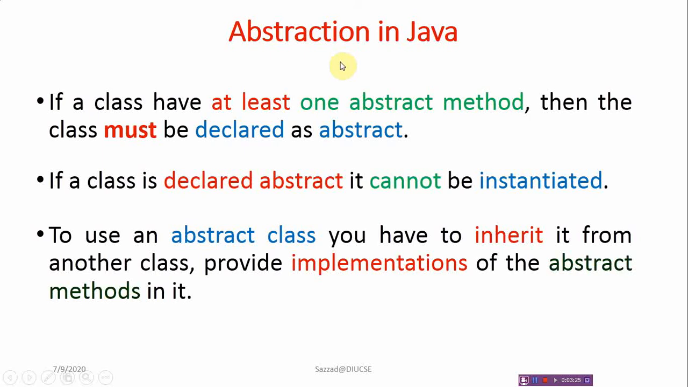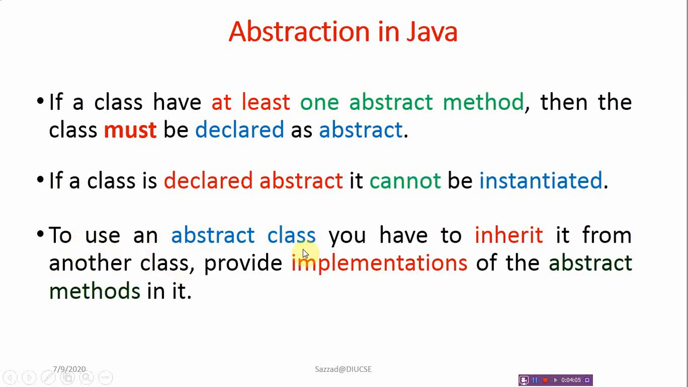We need to know one more thing before we move on to the coding example. If a class has at least one abstract method, then the class must be declared abstract. On the other hand, a non-abstract class cannot have an abstract method. If a class is declared abstract, it cannot be instantiated. Please remember, that means it cannot create an object, but it can have a reference variable. We will see it in the example.